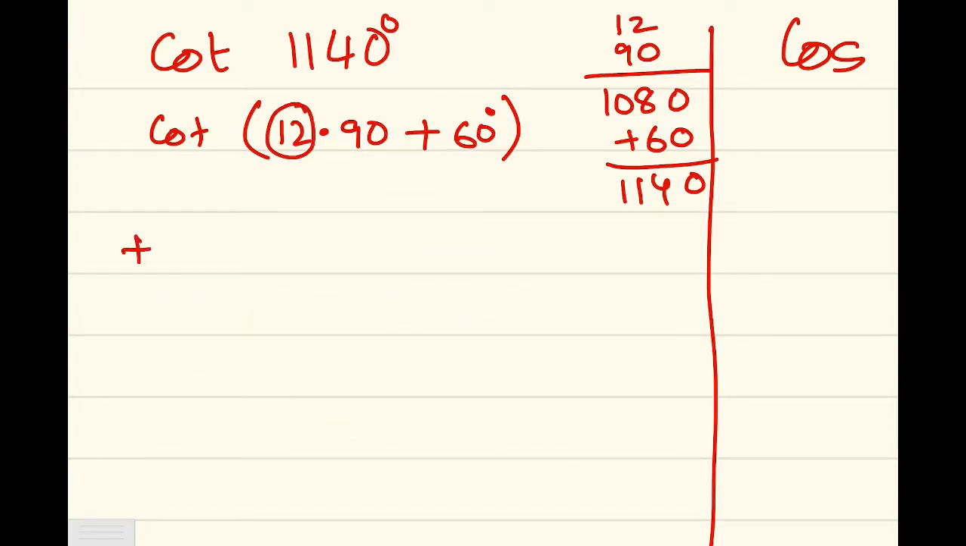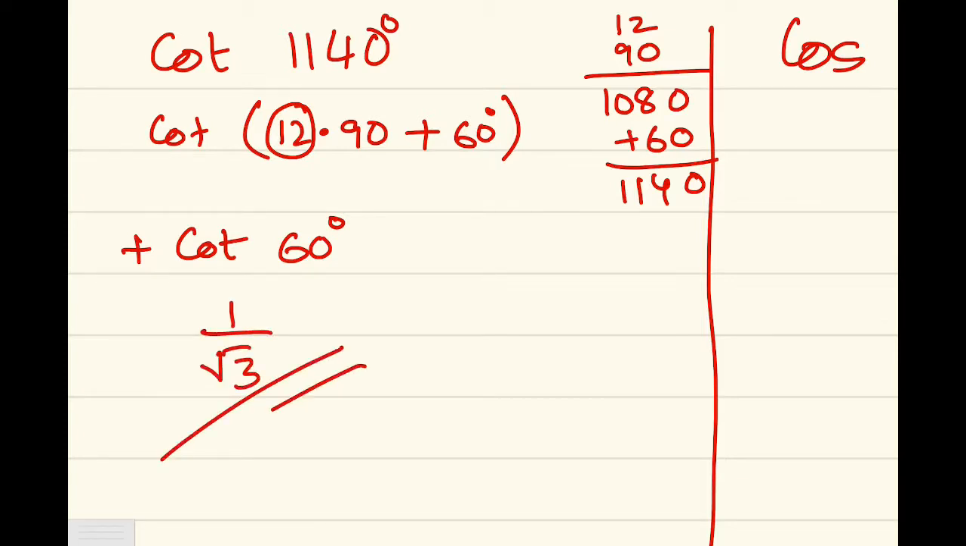And because this is even now, this will become cot and then 60 degrees. So that gives me cot of 60 degrees. What is the value of cot 60 degrees, everyone? It should be, tan 60 is root 3, so cot 60 is 1 by root 3. Correct? So that's the answer for this cot 1140 degrees. Got it? You can also do it by the odd multiple, by subtracting. That's also fair enough. Got it?